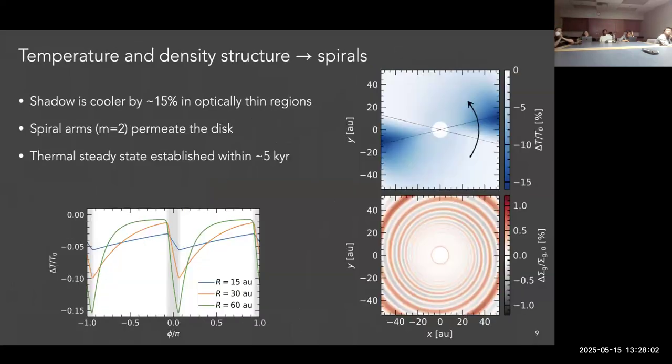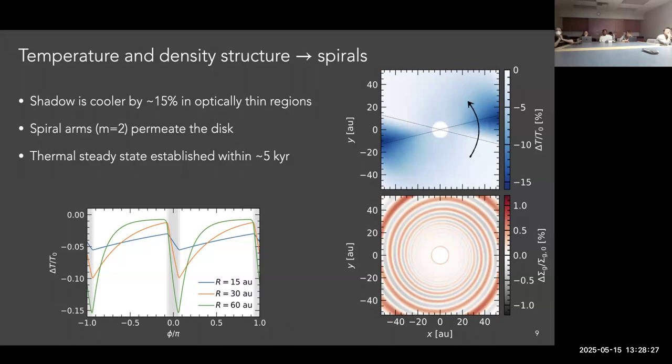Cool. So we plug that into our simulations, we run the models, and lo and behold, you can see on the top right the temperature variations very quickly establish a 15-ish% temperature contrast between the shadow region and the illuminated region. The gas rotates following the arrow, and you can see gas comes in hot, so there's no temperature perturbation. And then as you enter the shadow, you start cooling, and then you start heating up again.